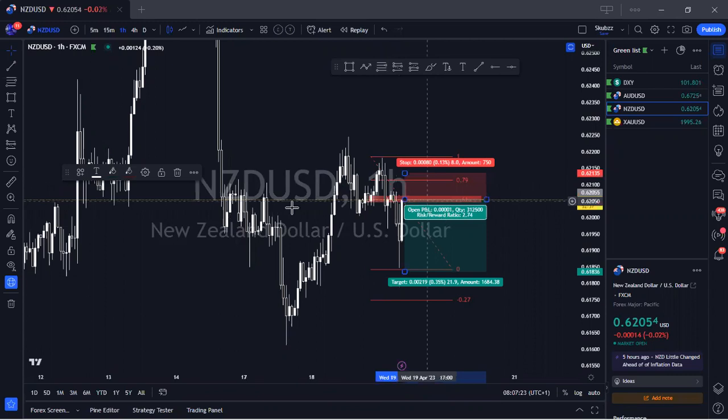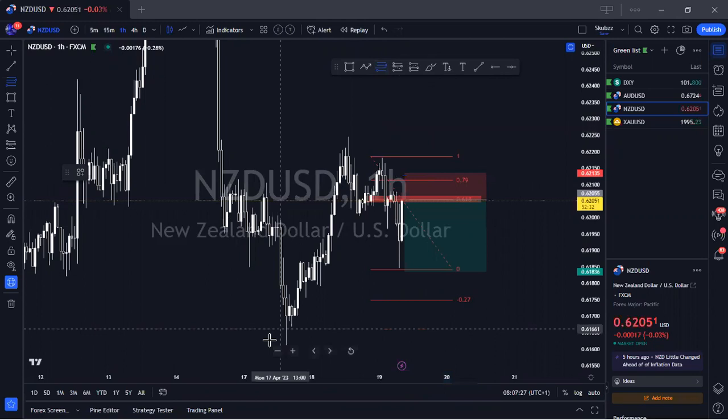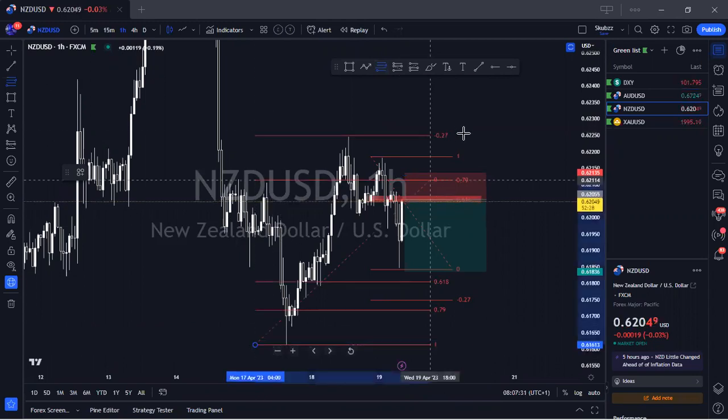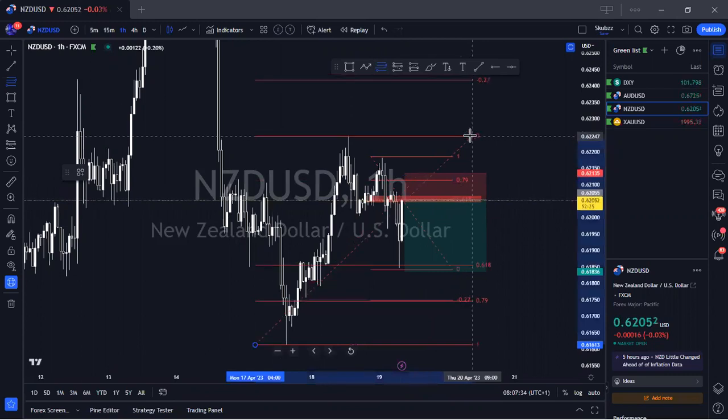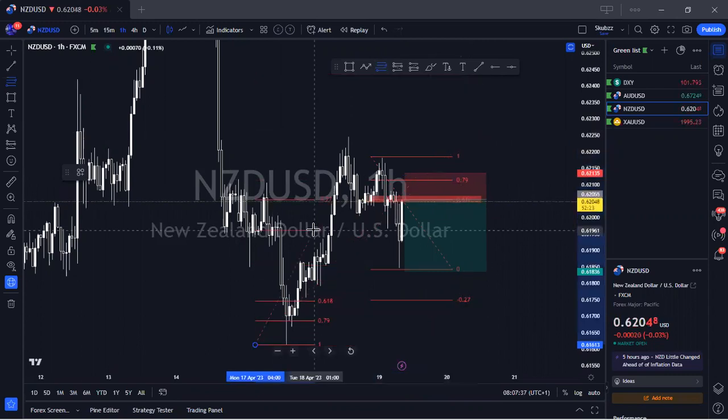Now, why I was saying I was avoiding the whole entry, whether sell or buy, is the fact that if you look at it from down here, it looks as if price just tapped into the 0.6 of this range to the upside. So it's crazy, but let's just see how it plays out.